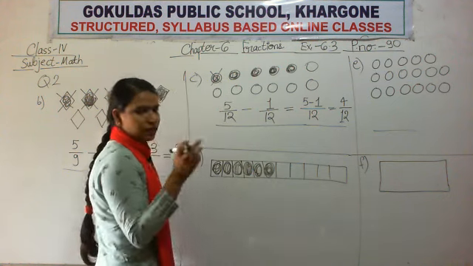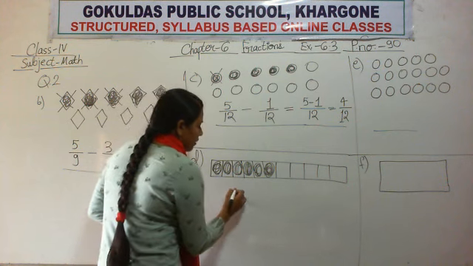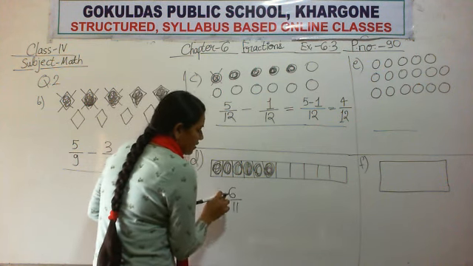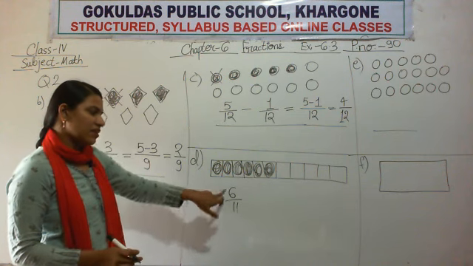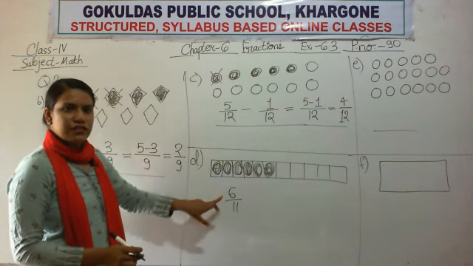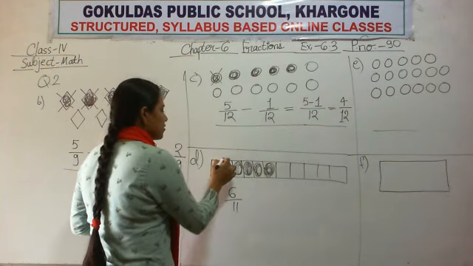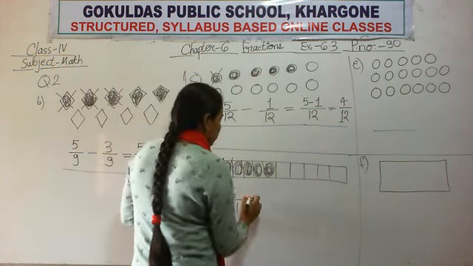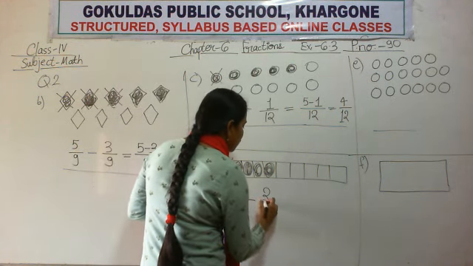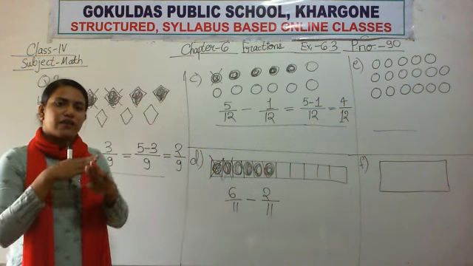So we can write a fraction for this picture. 6 upon 11, because out of 11, 6 are shaded. Now how many are crossed? The first 2 are crossed, first and second. 2 are cancelled out, so minus 2 upon 11. Out of 11, 2 colored boxes are crossed.